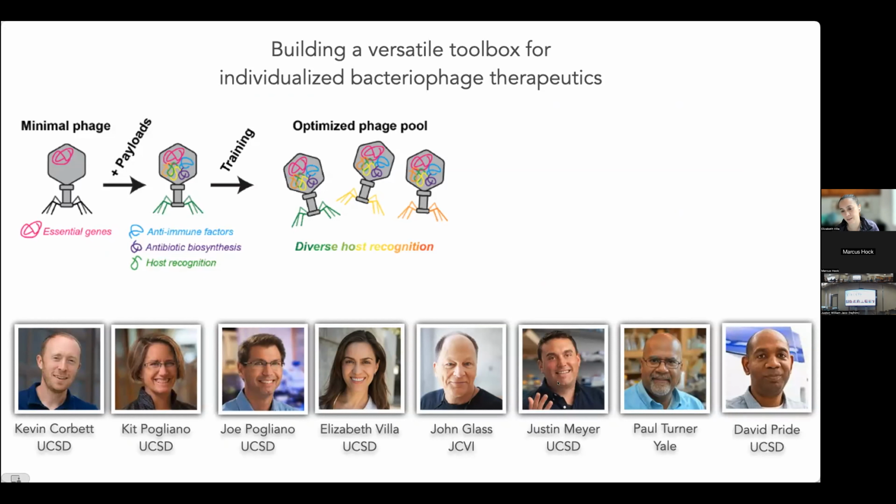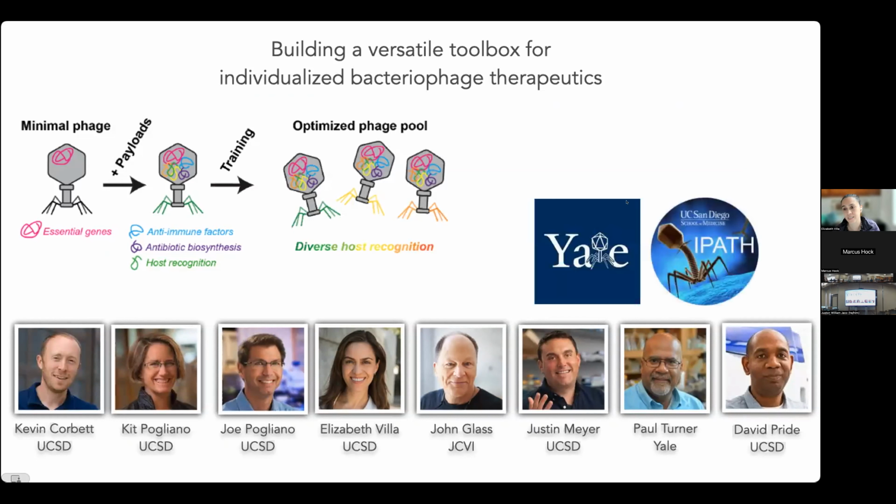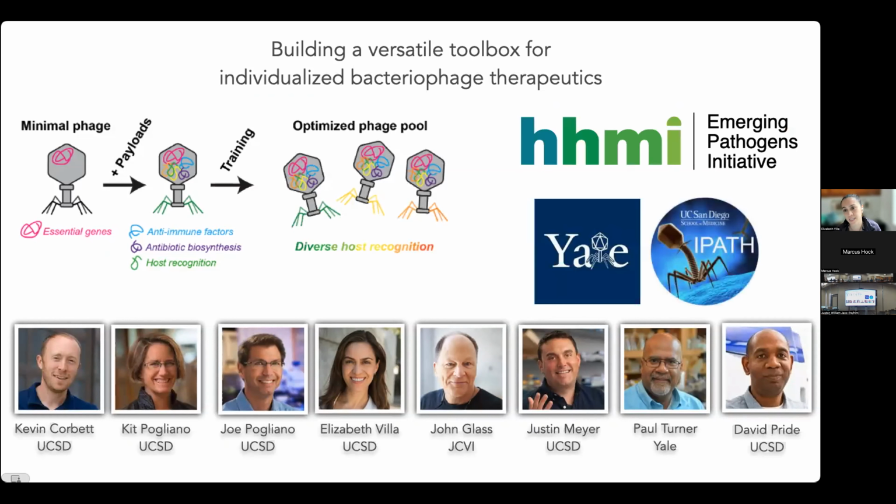We have the Craig Venter Institute, Justin Meyer, who's an amazing evolutionary biologist that does phage bacteria evolutionary analysis. Paul Turner and David Pride are also amazing scientists who also represent 2 phage centers in the country, including IPAC here at UCSD. And we have funding for this to really bring it all the way to preclinical for antibiotic resistant infections. So we're trying to get to preclinical for cystic fibrosis in 3 years.